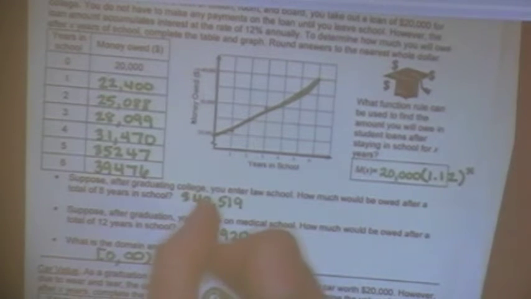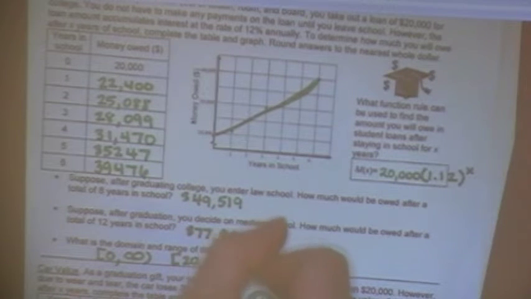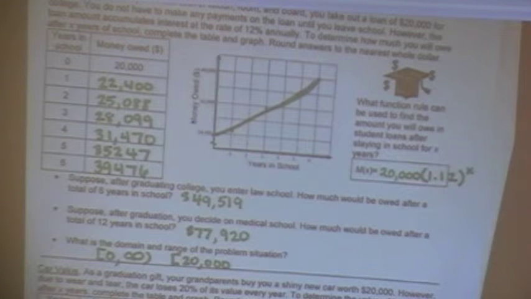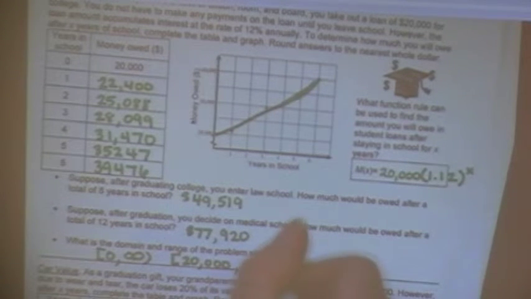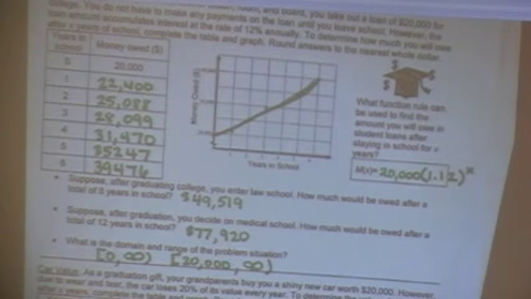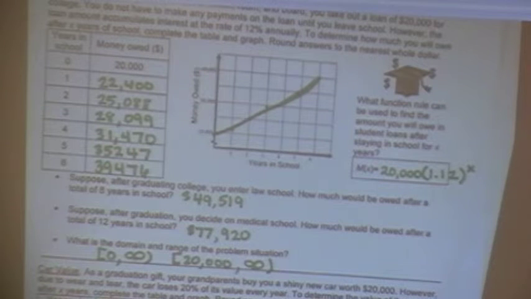Your range, 20,000, because that's your initial value. That's how much you borrowed in the first place. 20,000 to also infinity. However long it takes you to pay this thing off, it keeps accumulating interest. So it's just going to get more and more and more.